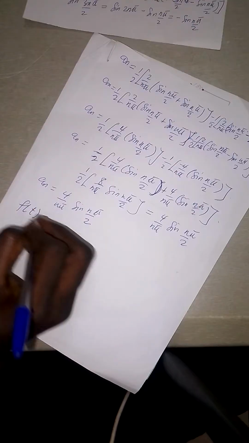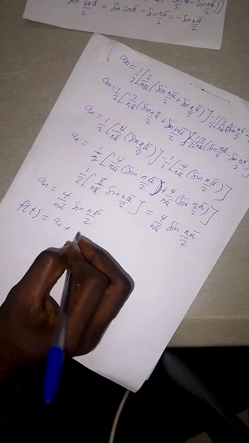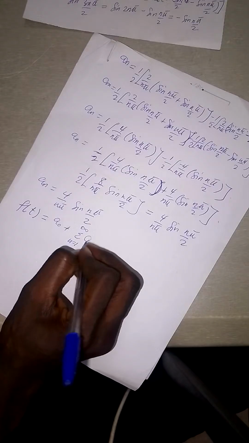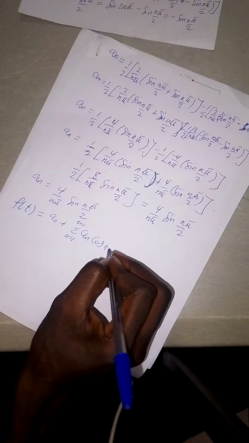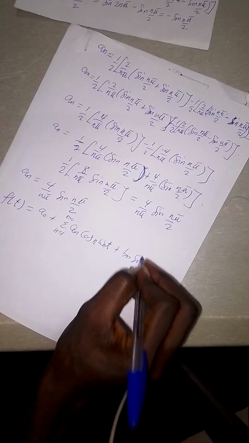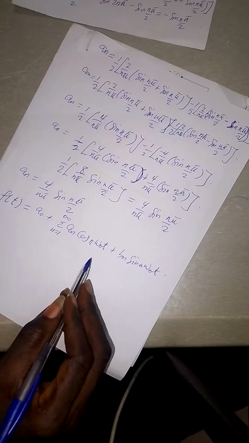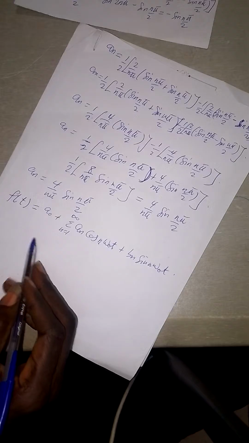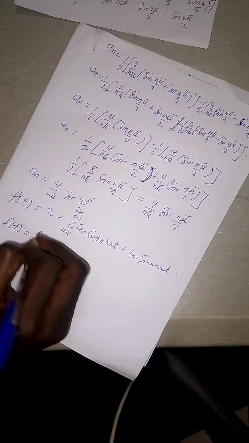In the original equation, which is f of t equals a naught plus summation from n equals 1 to infinity of An cos n omega naught t plus Bn sine n omega naught t. We know that Bn is 0 because it's an even function. And a naught also, we got it to be 0. So then only An remains. In that case, our function is now equal to this.